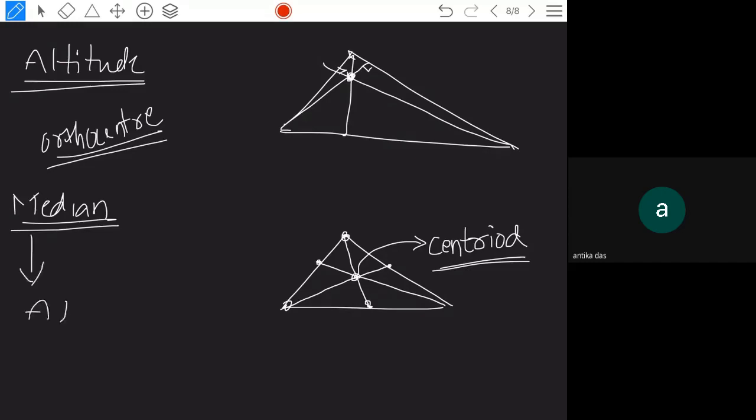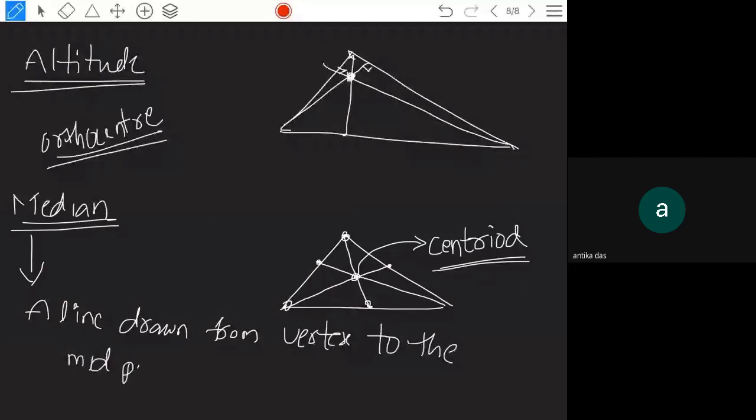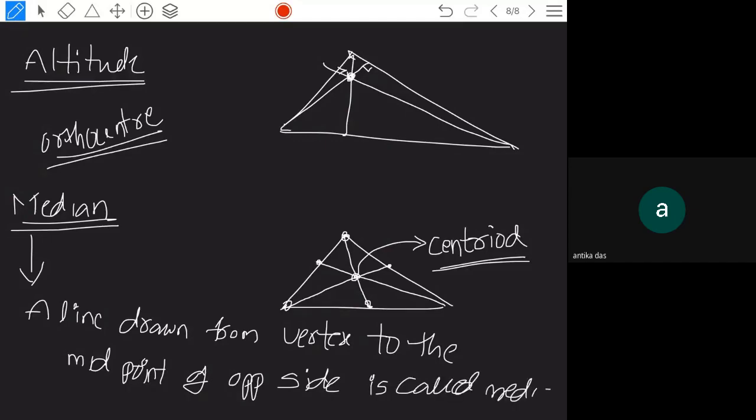A line drawn from the vertex to the midpoint of the opposite side is called a median. Okay, समझ में आया median definition? और तीनों medians एक जगह में मिलते हैं triangle में, and उस point को centroid बोलते हैं.